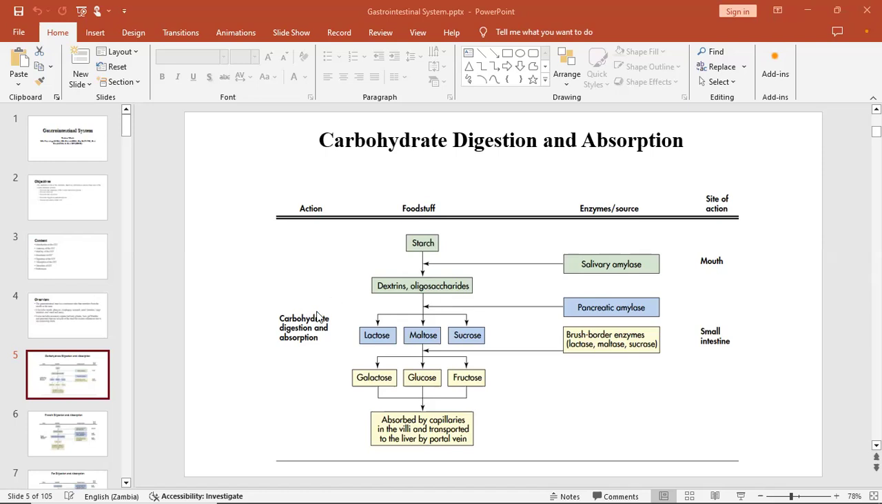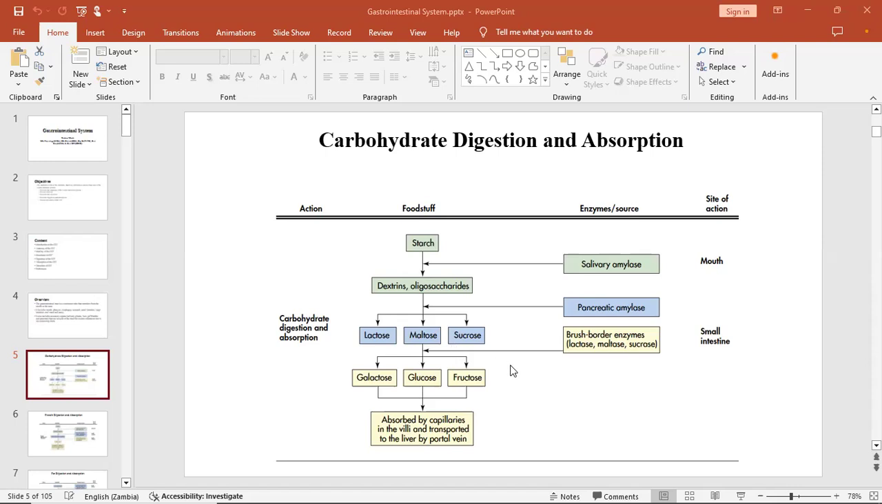Then in the ileum, we are going to have what we call brush border enzymes. These brush border enzymes include lactase, maltase, sucrase, and alpha limit dextrinase. These are able to go and act on lactose, maltose, and sucrose.